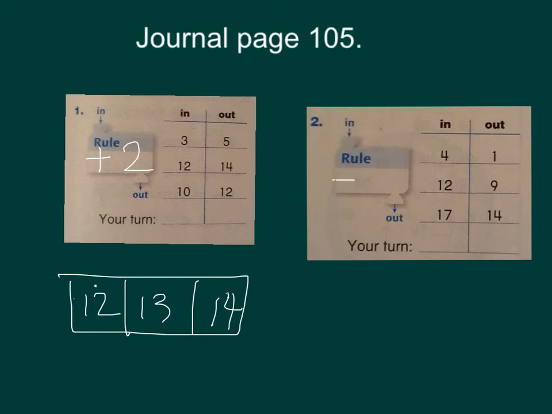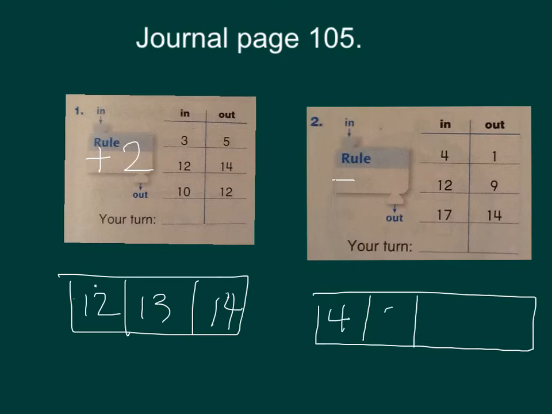Now I need to figure out how much is it taking away each time? How much are they subtracting? So I'm going to draw my little number grid. Again, you have yours in front of you. And let's see, 4, 3, 2, 1. And now I'm going to do some jumps to figure out how many they're taking away. 1, 2, 3. So our rule is going to be minus 3.